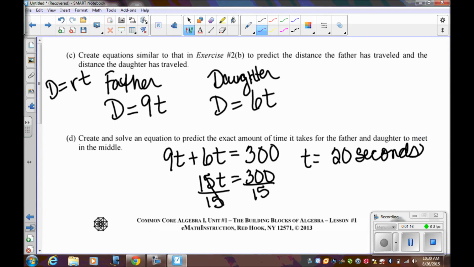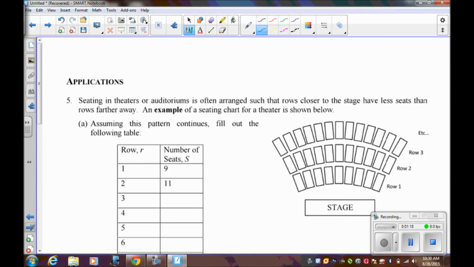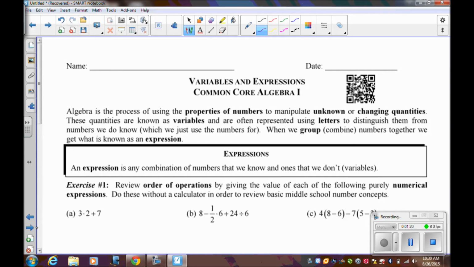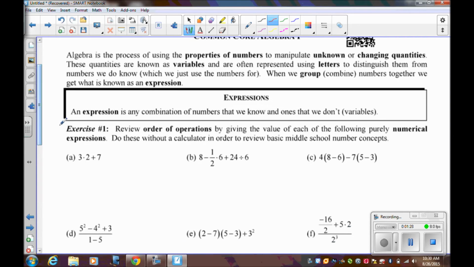If you flip past the next couple pages, to come up to the next lesson, variables and expressions. Let's get right into this one. So what is an expression? An expression is any combination of numbers that we know and ones that we don't, variables. So numbers and variables make up an expression.